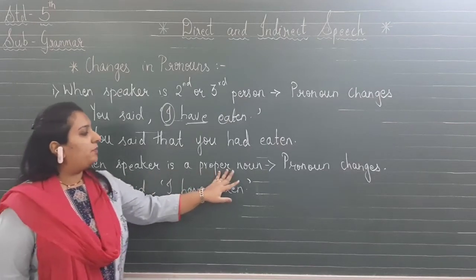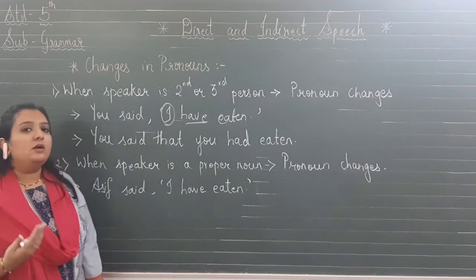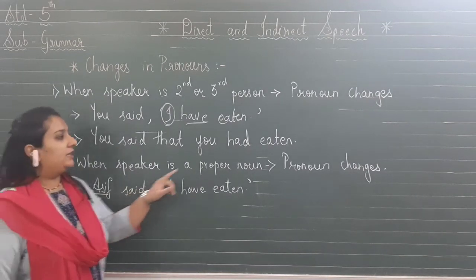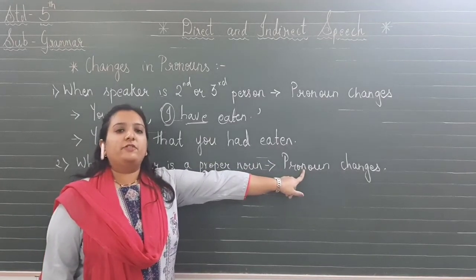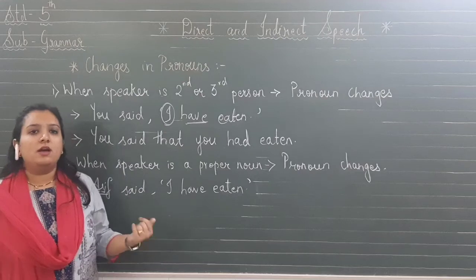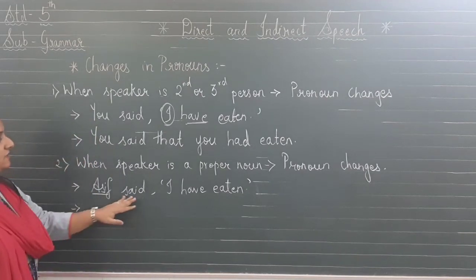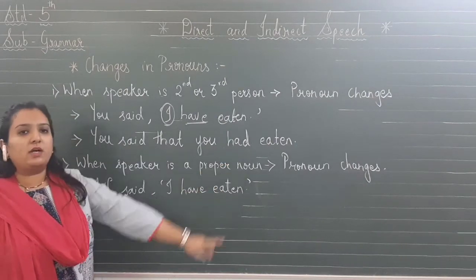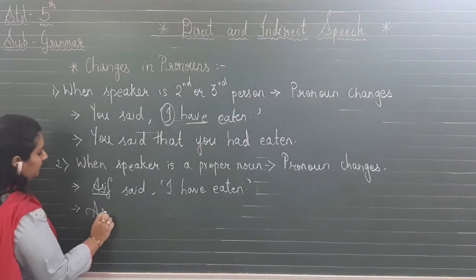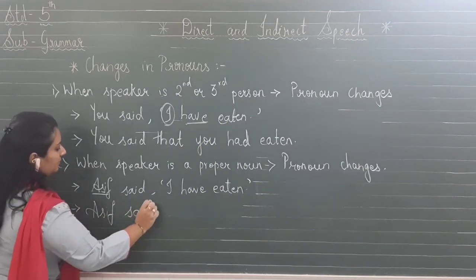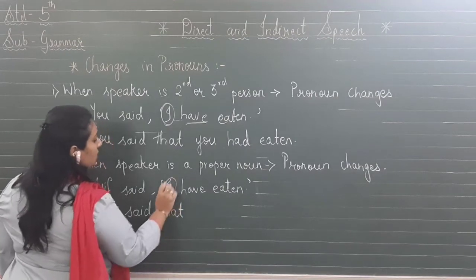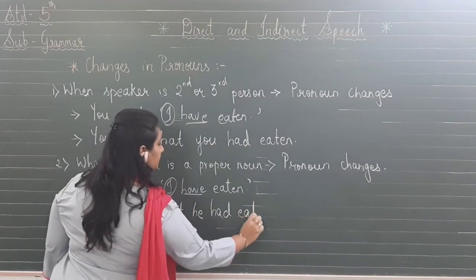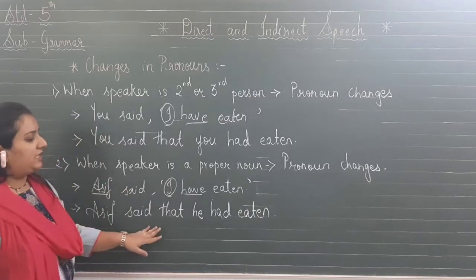When speaker is a proper noun, if in a direct sentence you get the proper noun, for example, Asif. Here Asif is a proper noun, a name of a boy. In that situation also the pronoun changes if that proper noun is talking about himself or herself. So in this situation, Asif said, I have eaten. Asif is talking about himself only. So here also pronoun changes. So the statement will become, Asif said that. Here pronoun I will change into he. Have will change into had. Asif said that he had eaten.